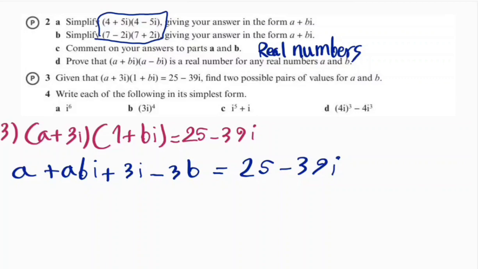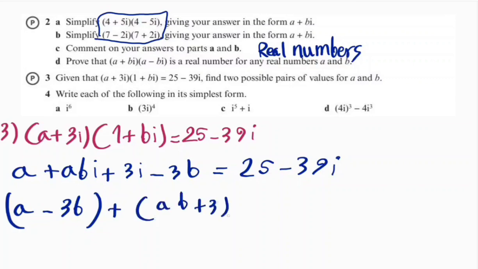So let's check the left hand side and see if we can write that in a nicer form. Let's write the real numbers next to each other like this. One of our real numbers is a, the other one is -3b. So a - 3b. This is the real part of the complex number that we have on the left hand side. And then its imaginary part is (ab + 3) times i, which is equal to 25 - 39i.